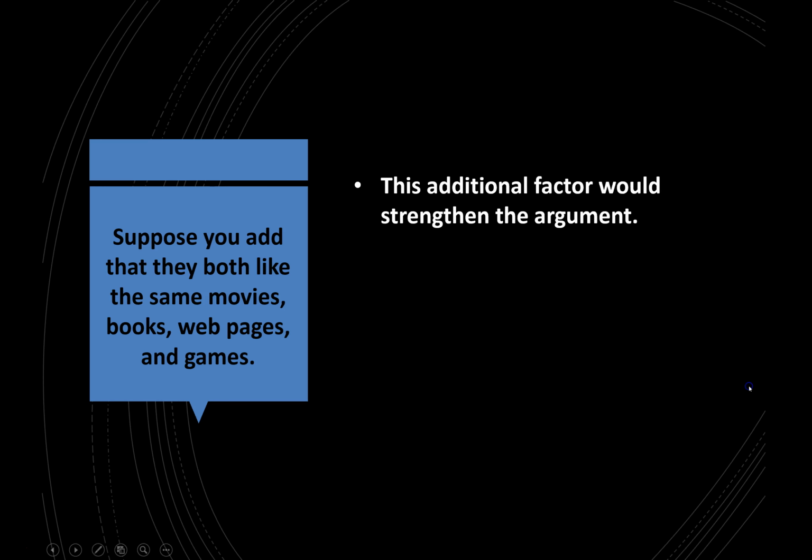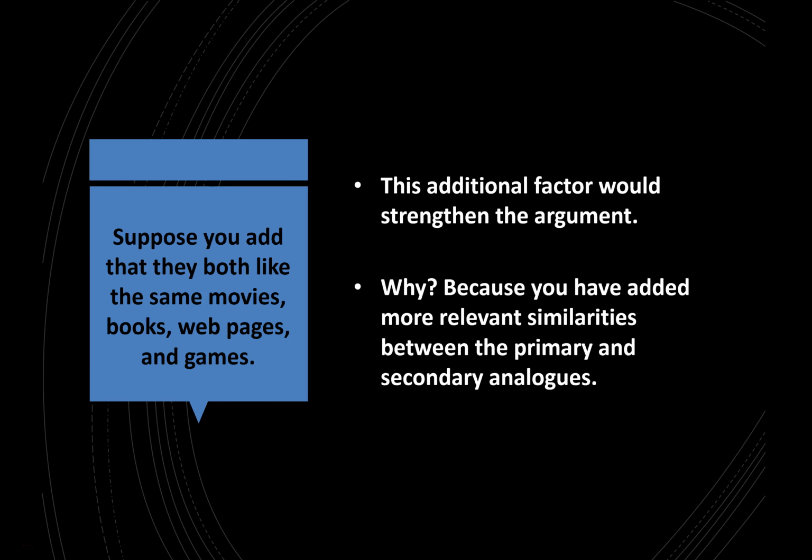Suppose you add that they both like the same movies, books, web pages, and games. There's a lot more stuff there, right? So you ask yourself, are those relevant to the conclusion? And yeah, those additional factors would strengthen the argument. Why? Because you've added more relevant similarities between Cheryl and Denise, between the primary and secondary analogs.